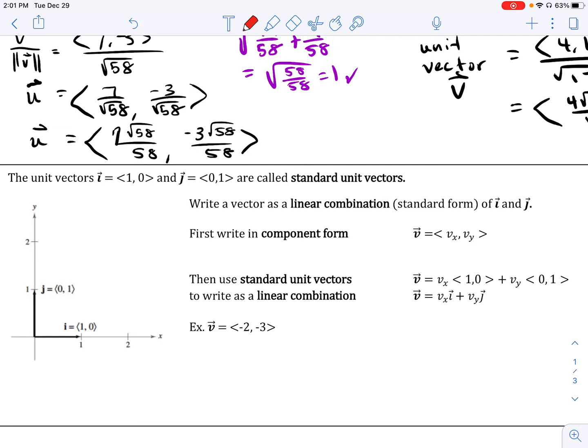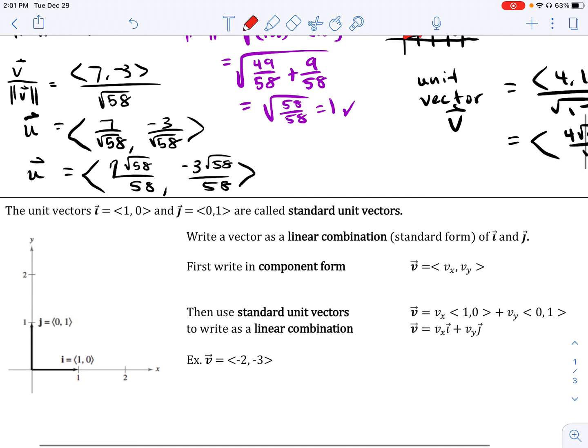Now, oftentimes, given this information, we will express vectors using these standard unit vectors. And when we do that, it's called a linear combination, or often called standard form. So commit that to memory, knowing that we call this a linear combination, or when you're asked for standard form. And we call it standard form because we're using standard unit vectors.